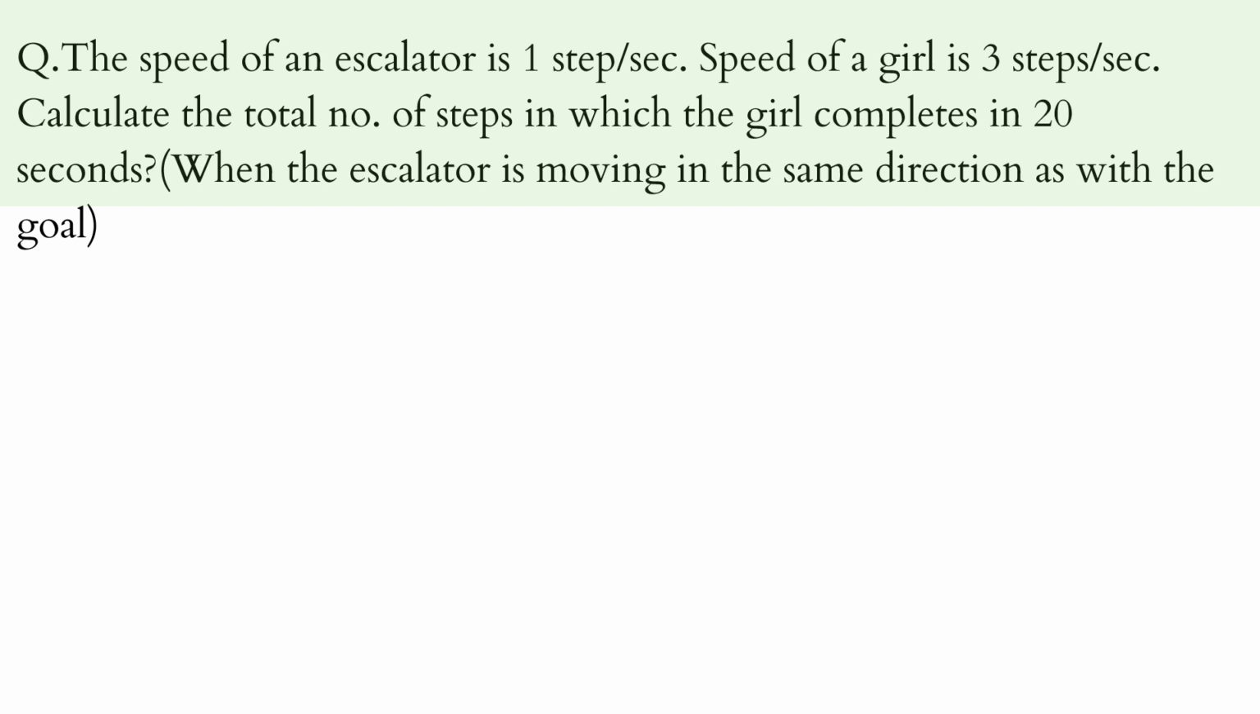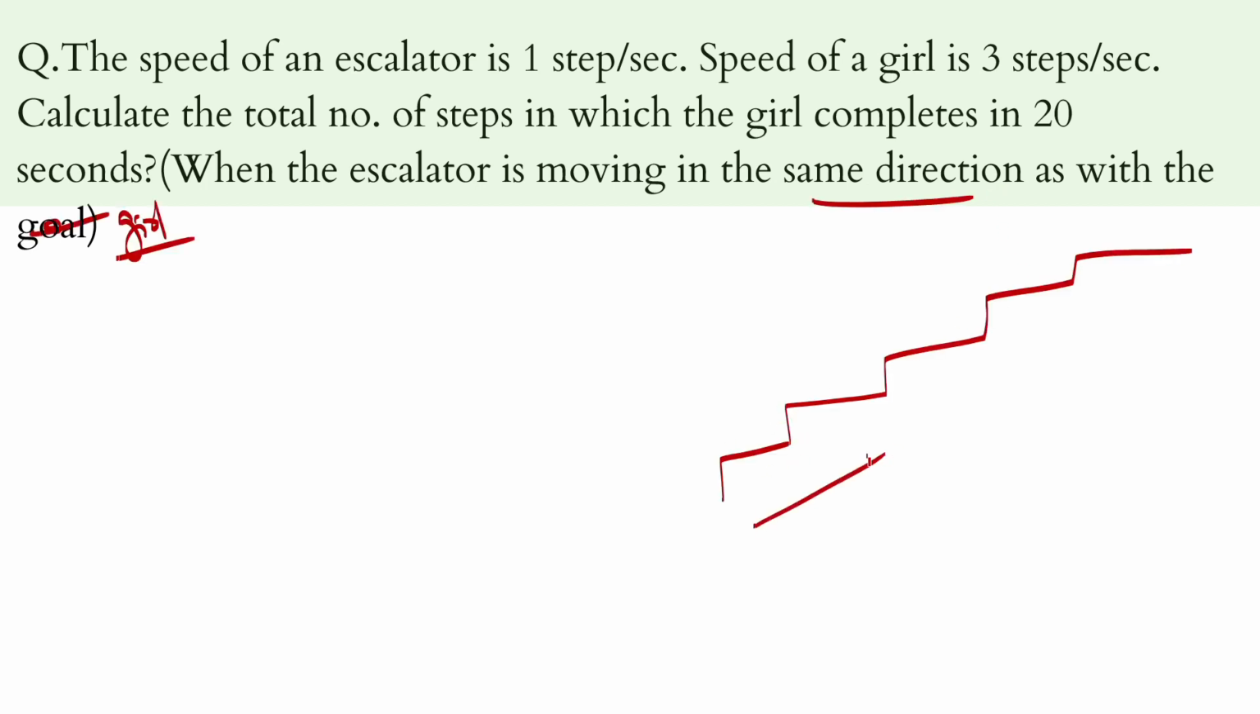Okay, the speed of the escalator is 1 step per second, whereas the speed of the girl is 3 steps per second. And is the direction the same? Yes, the escalator is moving in the same direction. This is the escalator, moving in this direction, whereas the girl is moving in this direction. The direction is the same. The speed of the escalator is 1 step per second, whereas the speed of the girl is 3 steps per second.